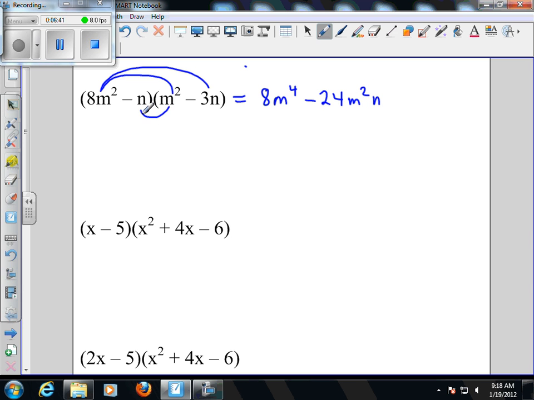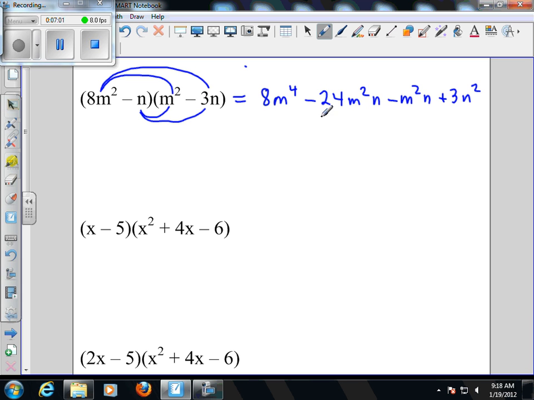The inner terms, negative n times m squared gives you minus m squared n. Usually I write the variables in alphabetical order. You probably noticed that. Negative n times negative 3n, negative times a negative is a positive, so we get positive 3n squared.